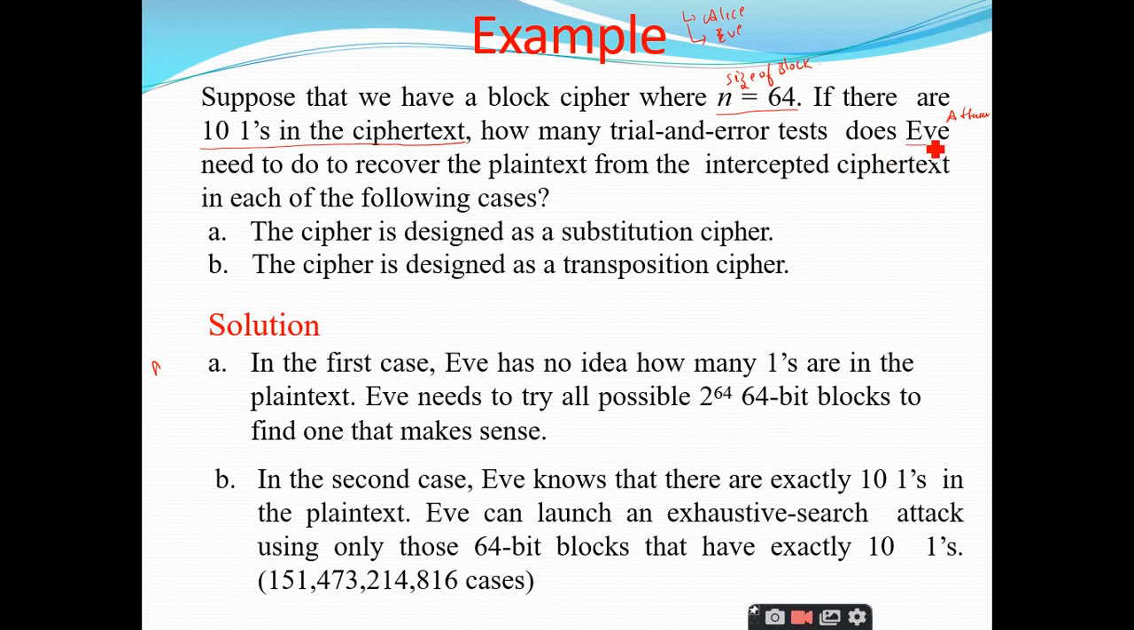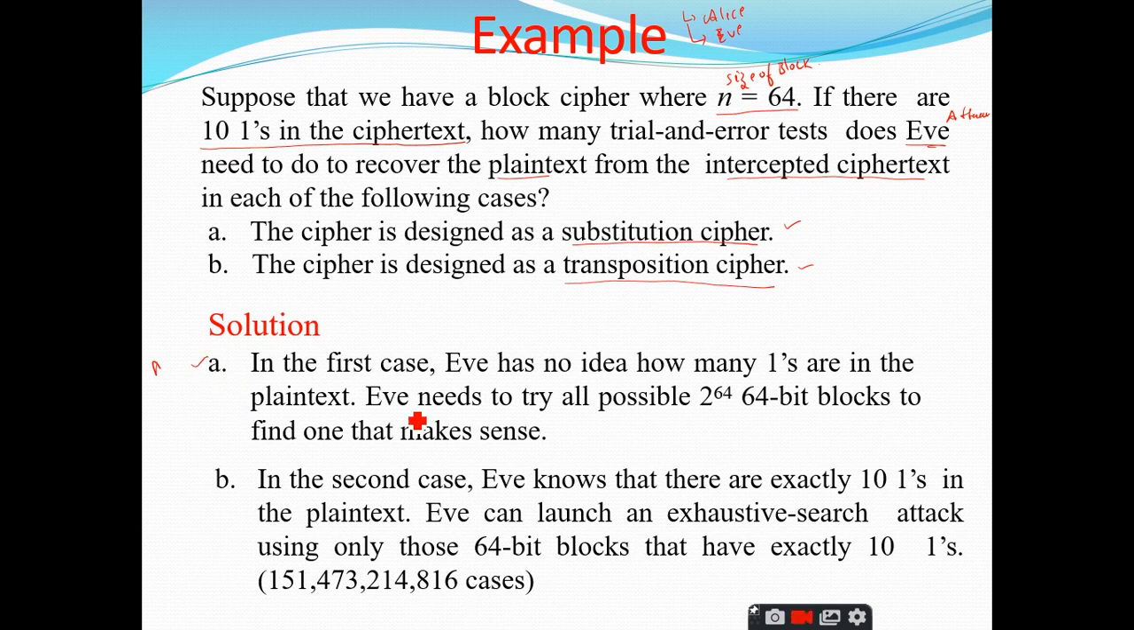Right. So how many trial and error tests does Eve need to do to recover the plain text from the intercepted ciphertext in each of the following cases? Eve has attacked the internet and got this ciphertext. The question is, if the cipher is designed as a substitution cipher, which I asked in the earlier slide also, how many trial and error tests has to be made, and how many has to be made by Eve to get the exact text if it is ciphered using a transposition cipher?